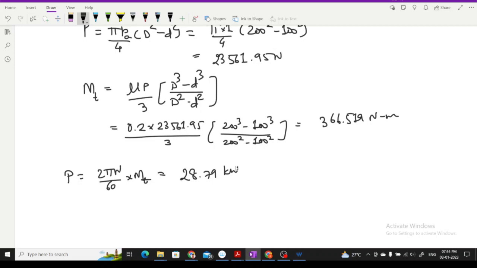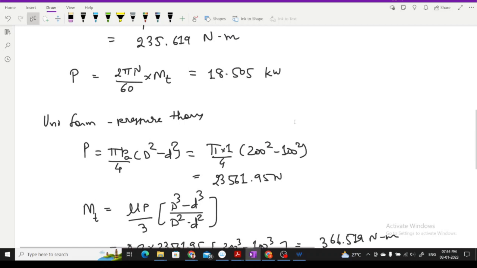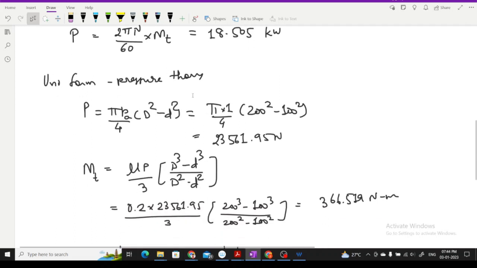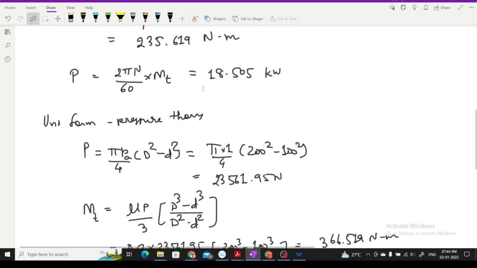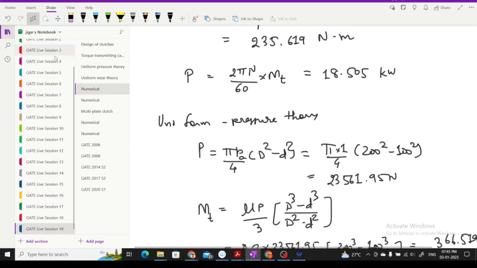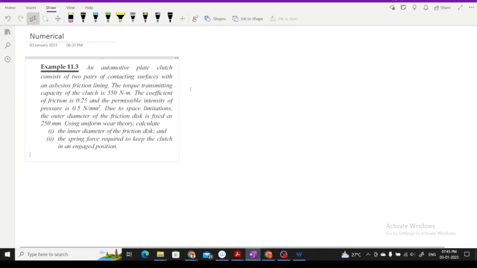So generally the design is based on the uniform wear theory, because it gives a conservative power which is transmitted. As we know, in practice, uniform pressure theory cannot be applied throughout the operational life of the clutch. It is going to get worn out, right? So the uniform wear theory is generally applied, which gives a conservative value of power transmitted. Now once you have an idea about this, then you can calculate this also.